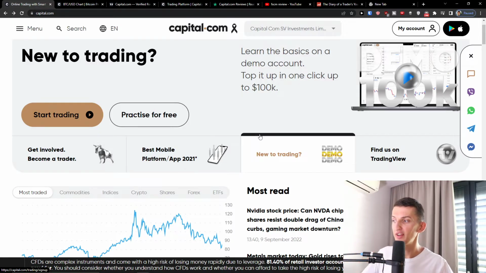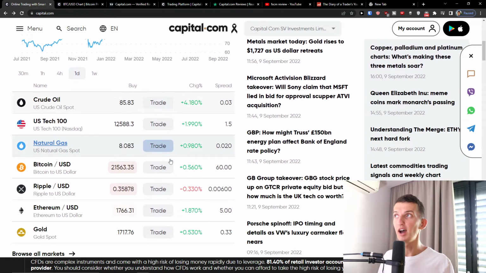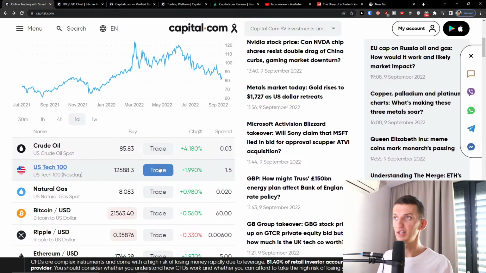But what are some disadvantages? High stock index CFD fees. This is the first thing, that they have higher fees. And a smaller account currency is not available. So these are the two disadvantages that I personally see about Capital.com. So that's pretty much it.